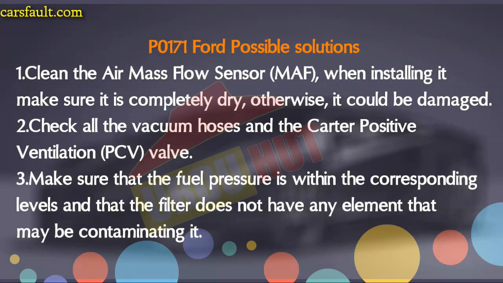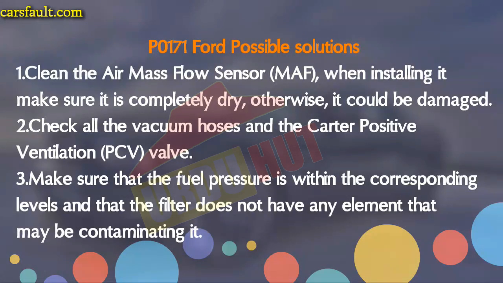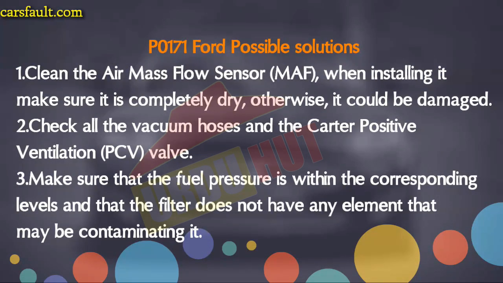So for the P0171 possible solutions, the first thing is to clean the mass air flow sensor. When installing it, make sure it is completely dry, otherwise it could be damaged. The second thing is to check all the vacuum hoses and the positive crankcase ventilation valve. The third one is to make sure that the fuel pressure is within the corresponding levels and that the filter does not have any element that may be contaminating it.